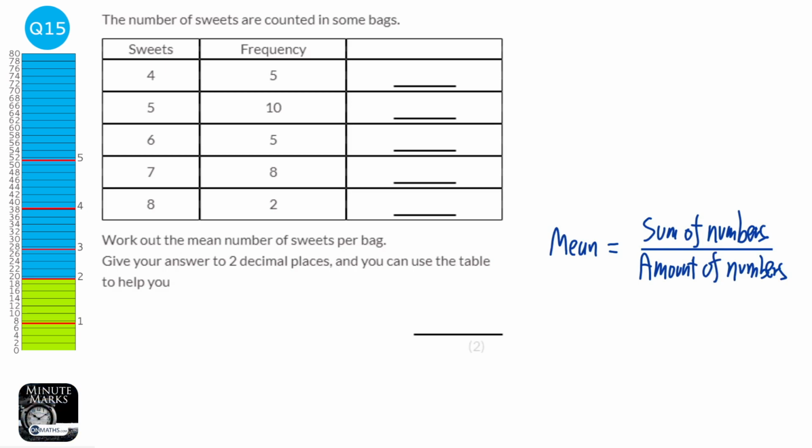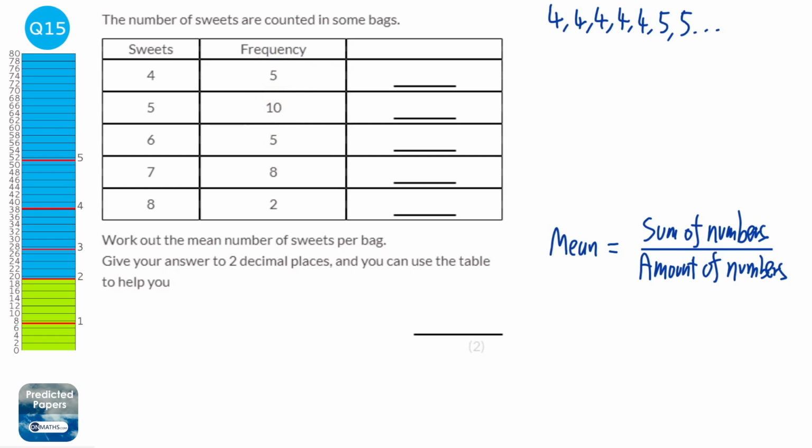The first thing I want to just highlight is that a frequency table is just saying that there are 5 lots of 4. So we can imagine writing out 5 lots of 4. Okay, and then there are 10 lots of 5. So you can imagine writing 10 lots of 5. I'm not going to, but that's all a frequency table is saying.